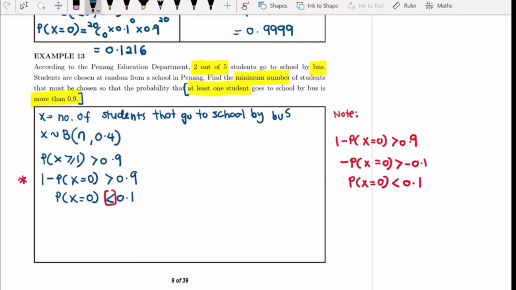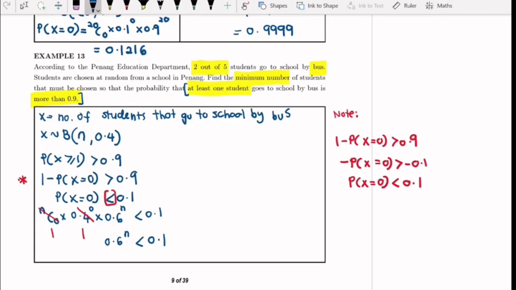So from here we have P(x equals 0). We can use the formula, but we don't know n. So nC0 times 0.4 to the power of 0 times 0.6 to the power of n. nC0 is equal to 1. 0.4 to the power of 0 is equal to 1. So what we have left here is 0.6 to the power of n less than 0.1.